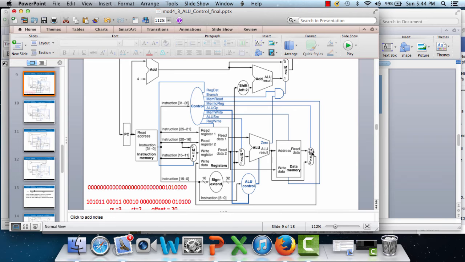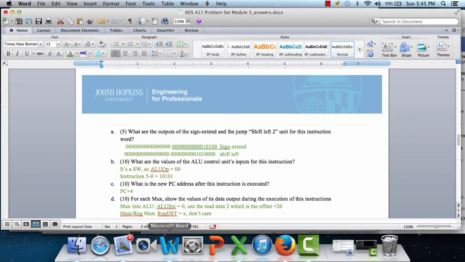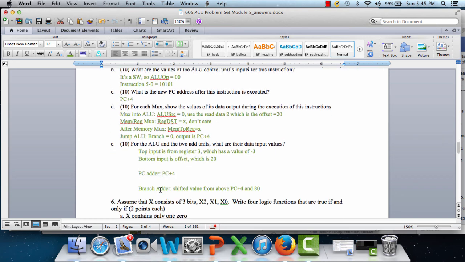Okay. Now we've done A, B, and the muxes. We've done the next PC value. What's next? One more. For the ALU and the two add units, what are their data input values? So what goes into the two add units and the ALU?